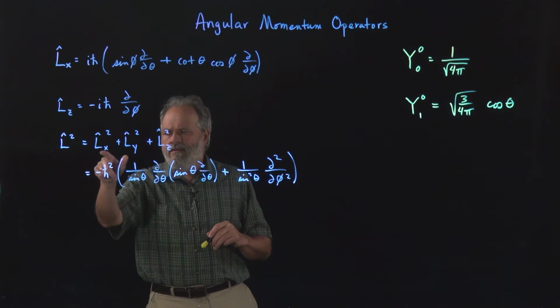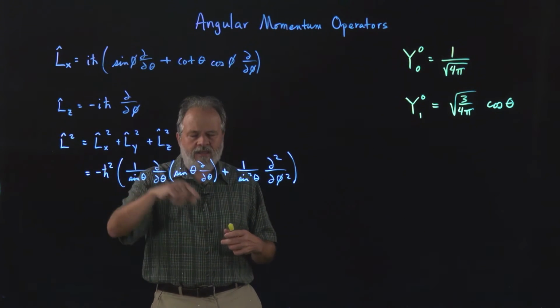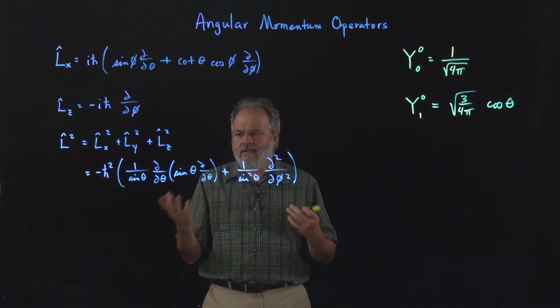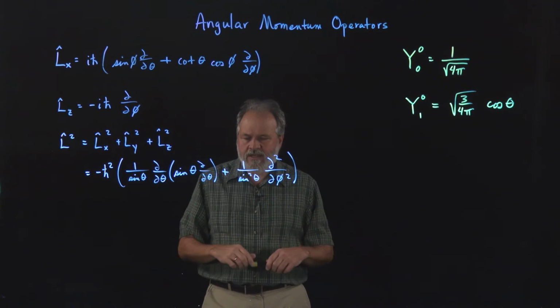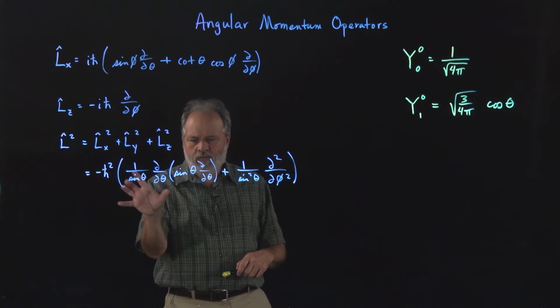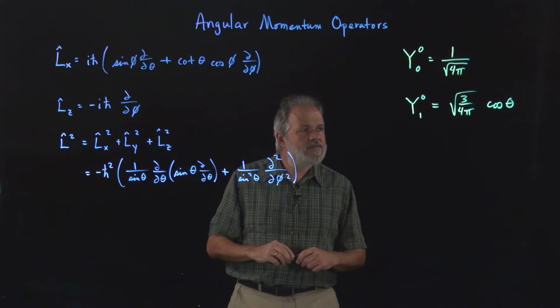So if you take the Lx squared operator and the Ly squared and the Lz squared, then you can get the L squared operator, and it has this form here. And again, notice that one part has only theta derivatives, the other part only has phi derivatives.